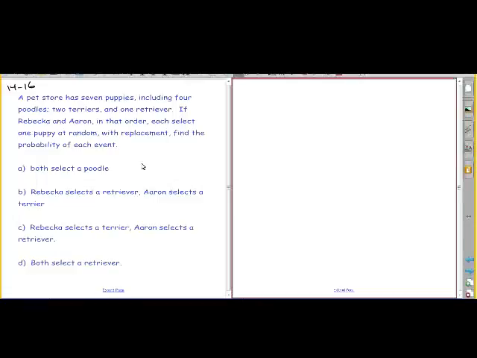You can also do the same thing with replacement. In that case, it's the same kind of deal, except the denominator doesn't change, and also the numerator might change as well. So let's just think about it. If we replace, say Rebecca gets a poodle, I don't know where they get the extra poodle from, but maybe before Aaron gets there, they go, hey, we need another poodle, bring it in. So we replenish the poodle supply. So in the case of Rebecca, when she chooses the first dog, it's exactly the same as our previous case.